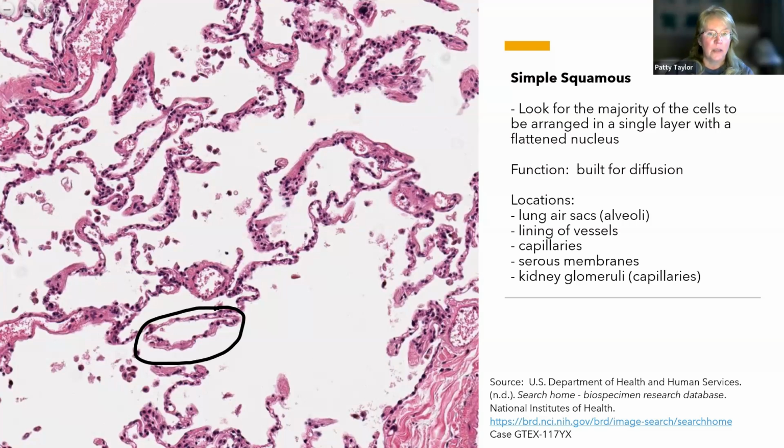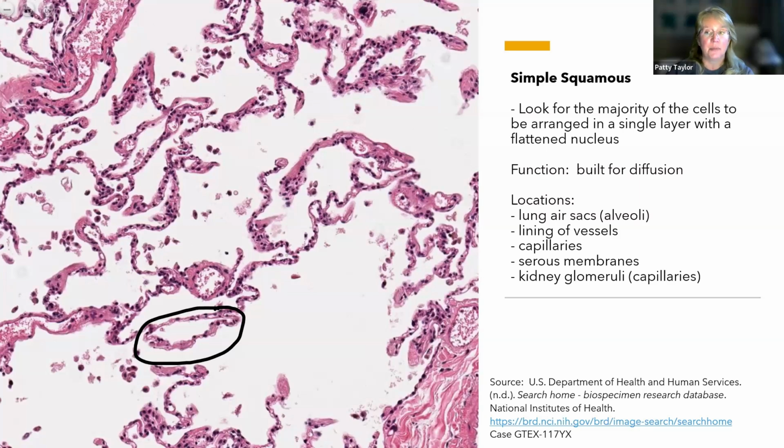So here in the circle, there is a layer of flattened cells, one single layer, and that is a lung air sac. That kind of is shaped like a grape or perhaps a balloon, and that's where we have diffusion of air gases, oxygen and carbon dioxide, across that single layer taking place. So this tissue, because it is only a single layer, is built for diffusion.